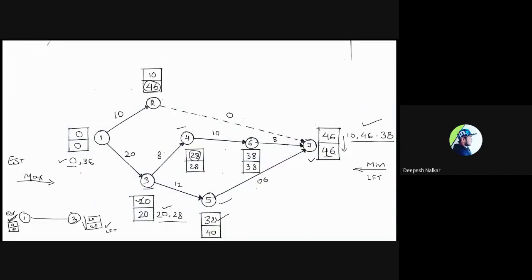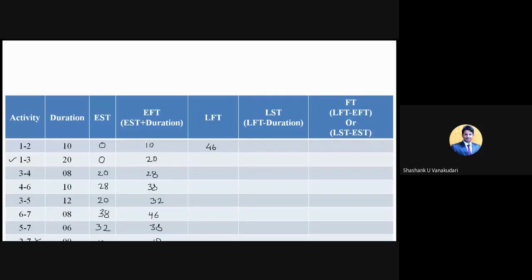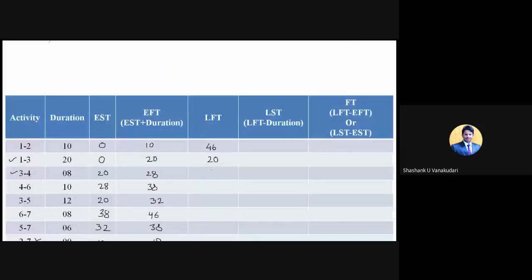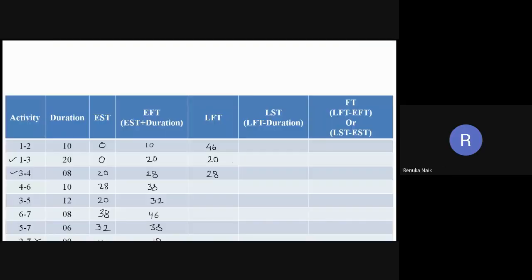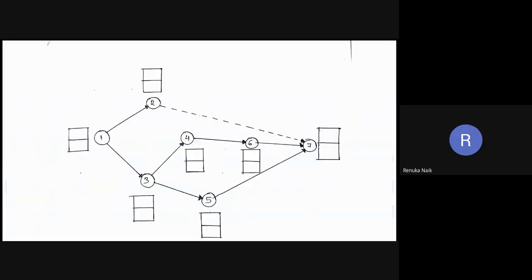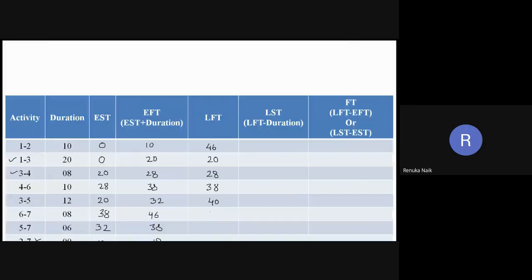And then for 3 to 4, 28. And then for 4 to 6, this is 4, this is 6, 38. And then 3 to 5, 40. And then 6 to 7, 46. Sorry, pardon, 6 to 7, 46. Okay, 46.